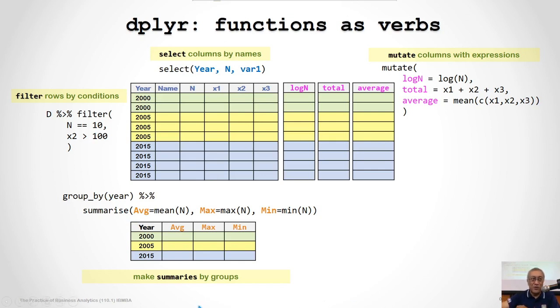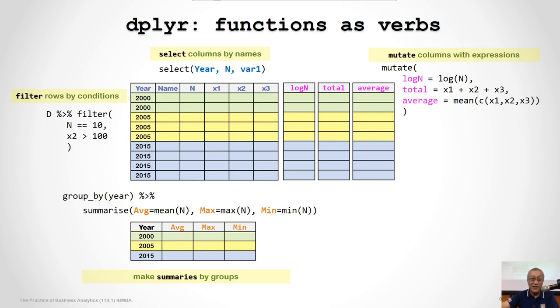If you do not use group by, the summary will be the summary of the entire data frame. If I do not use group by, then the average would be the average of the entire column, and summarize would summarize the entire data frame. But if I use group by, then you would do a summary on every group.